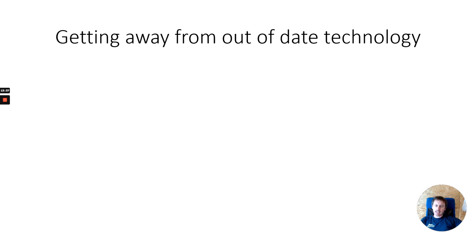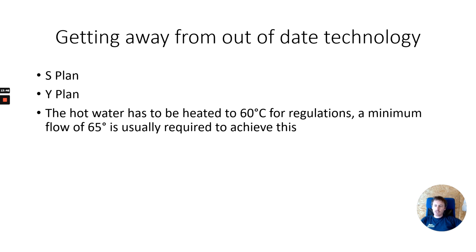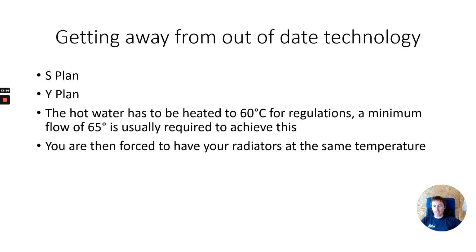So, getting away from out-of-date technology. S-plans, which is a type of wiring system and control system, and Y-plans, similar. If you had a cylinder and a boiler, the hot water has to be heated to 60 degrees for regulations. A minimum flow of 65 is usually required to achieve this, because you're never going to heat a cylinder to 60 degrees with a flow of 30. You are then forced to have your radiators at the same temperature.